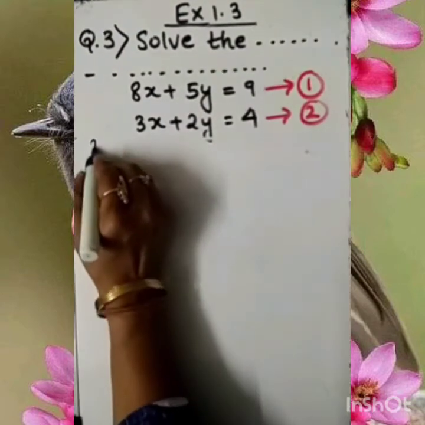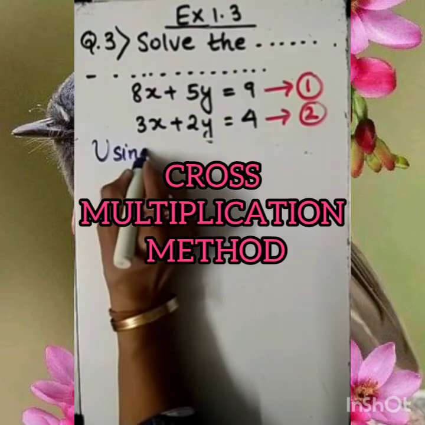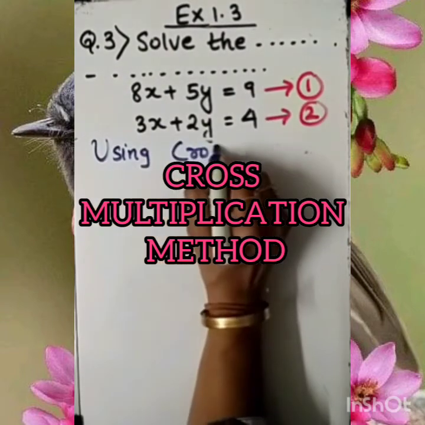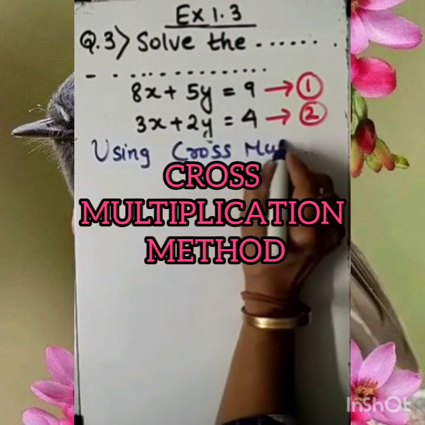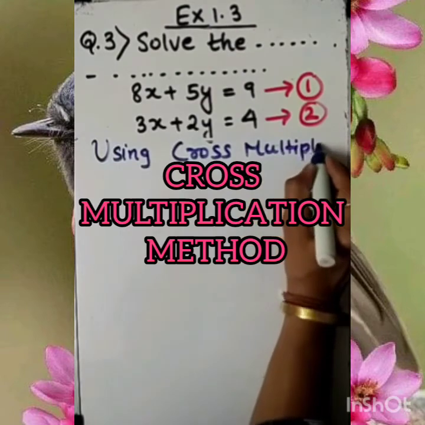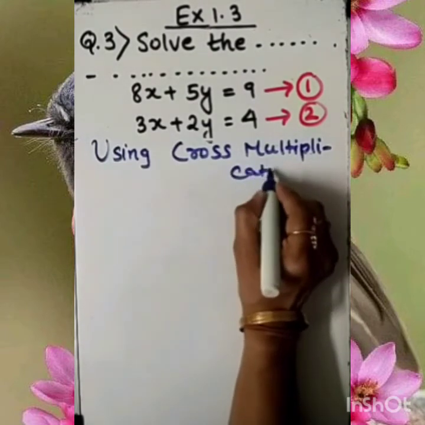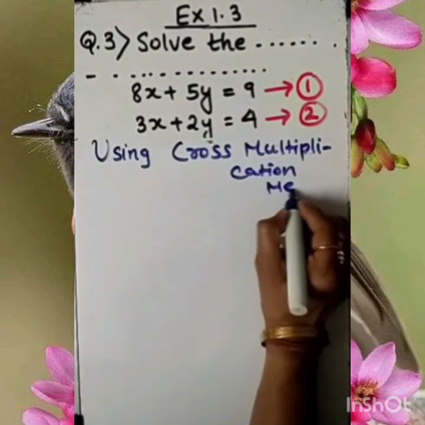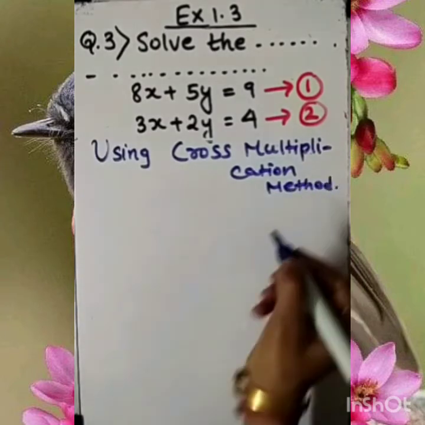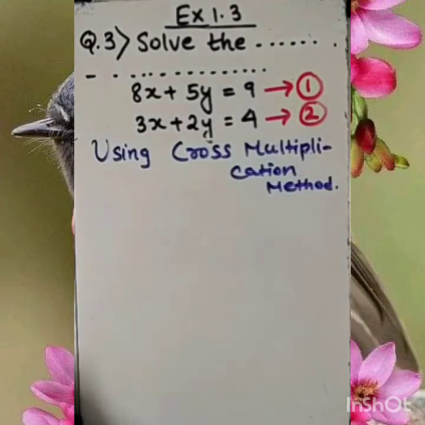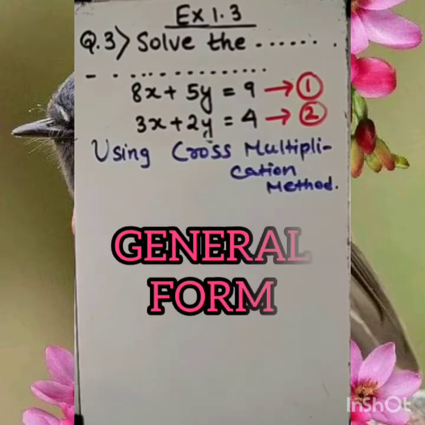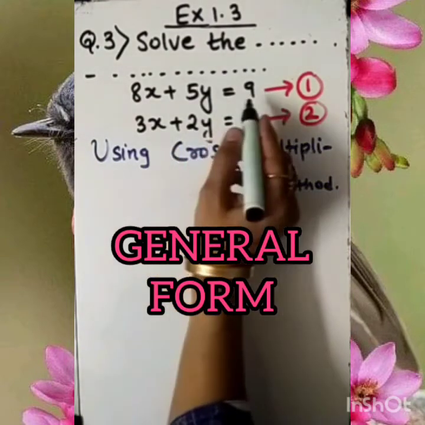Using the cross multiplication method. Okay, now be careful. You know very well, while applying this method, it's a priority to take all the equations in general form. All the terms should be in general form.